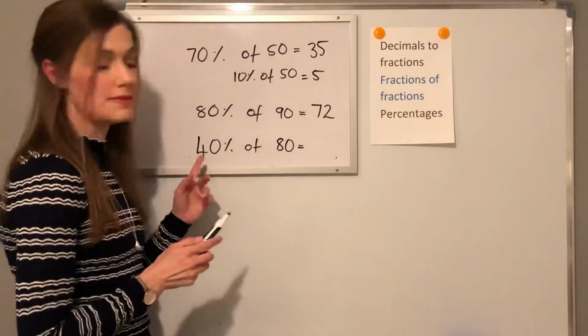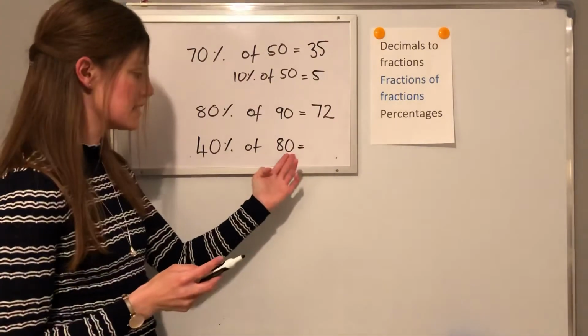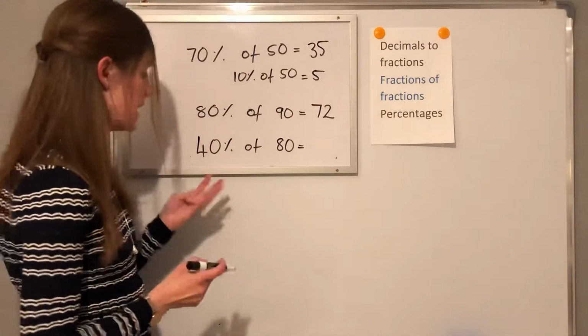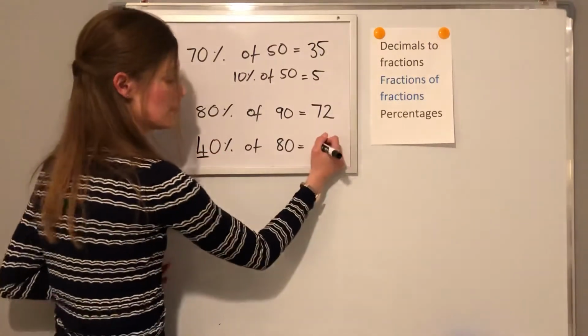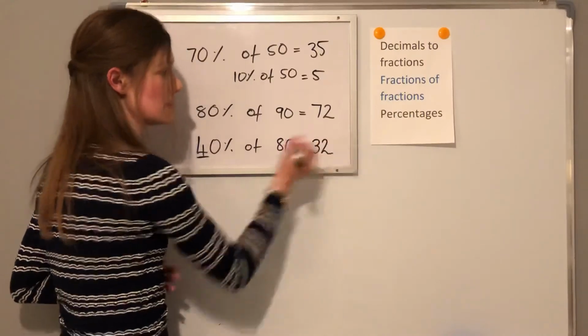So to do 40% of 80, you find 10% of it, which is 8, and then times it by 4, because you want 4 of them. 4 8s are 32.